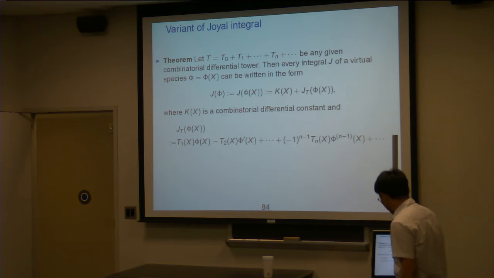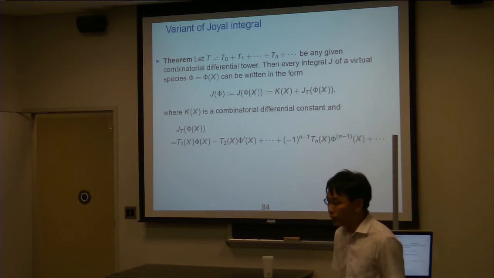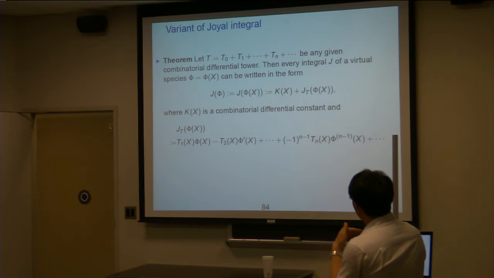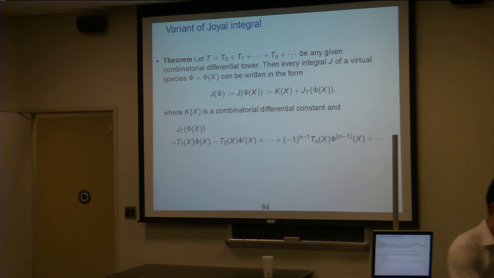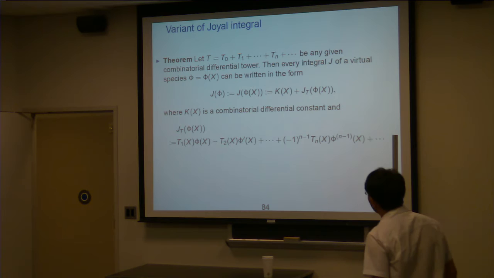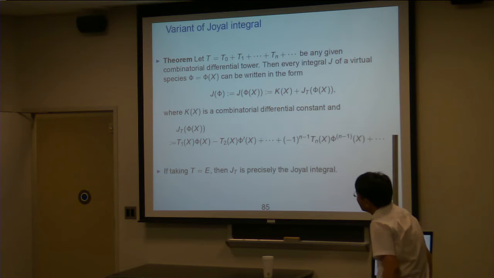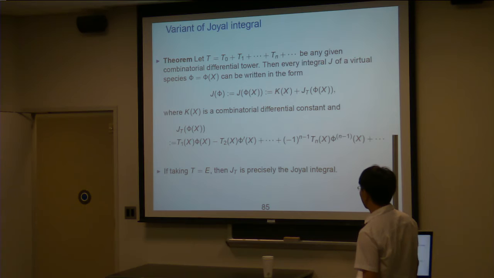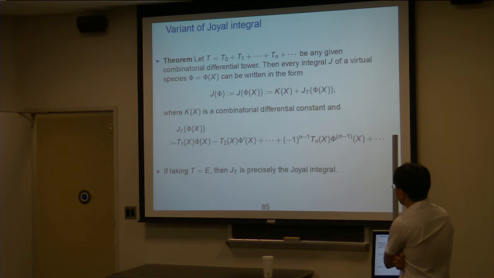What do you mean by every integral J? So, all integrals. Have you defined what an integral is? You define the Joyal integral. Yes. But do you mean every Joyal integral? No, every integral. What is an integral? It means something that the derivative can call the integral. And if you take the tau equal to E, this is the Joyal integral. J_tau is precisely the Joyal integral. So this is all the integrals on virtual species.